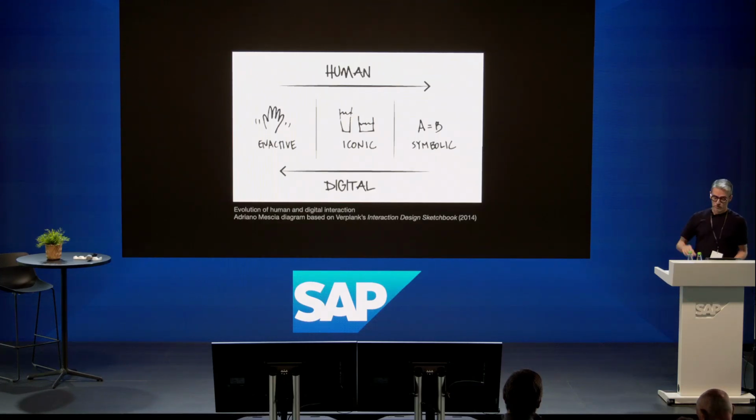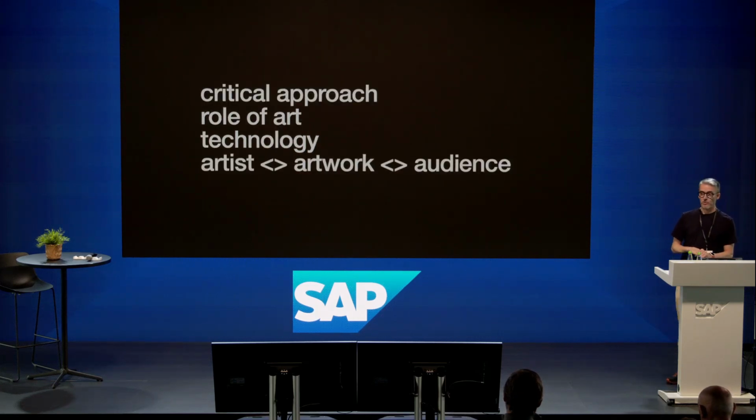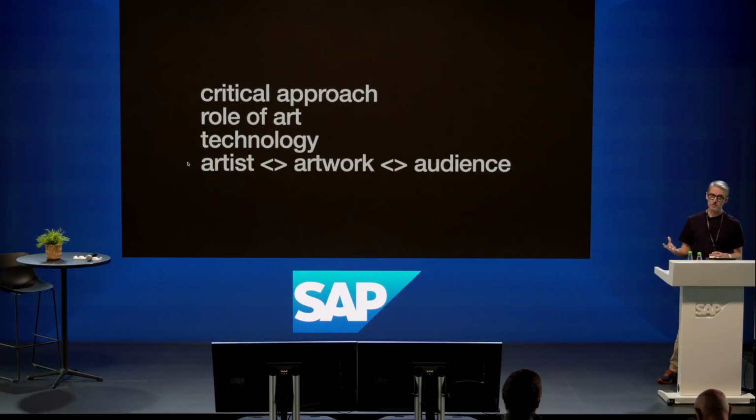We wanted to introduce all those elements in our course. And about learning art, which I sometimes like to joke is like learning to art because it's doing things, right? We took a critical approach in terms of wanting to question the role of art in society nowadays. We wanted to question the role of technology within the art context, and we also wanted to go deep into that interesting interplay between the artist, the artwork, and the audience.